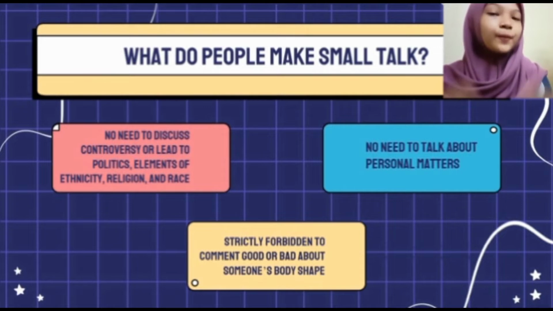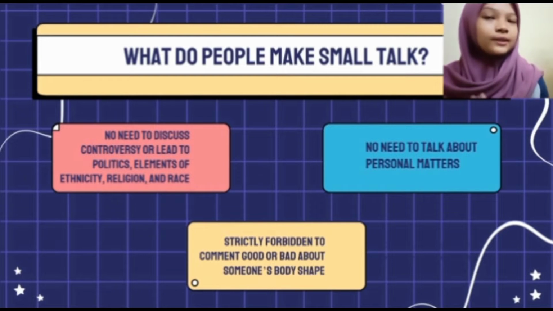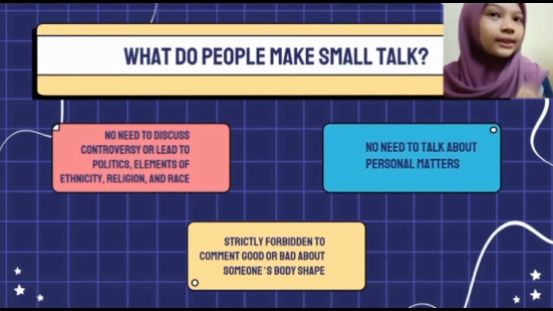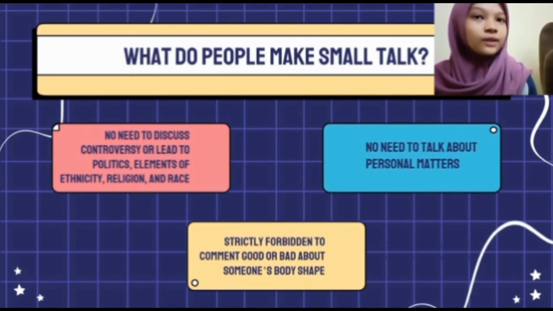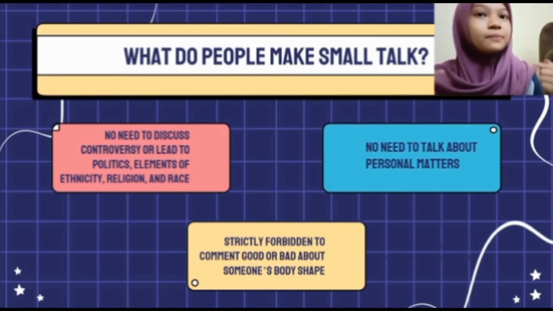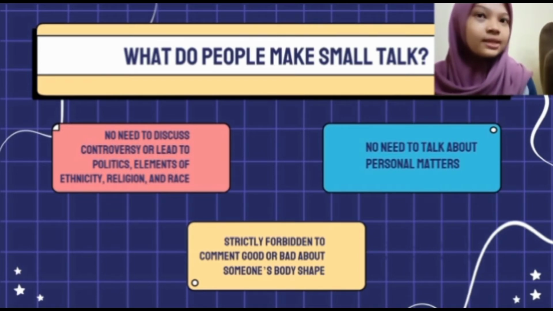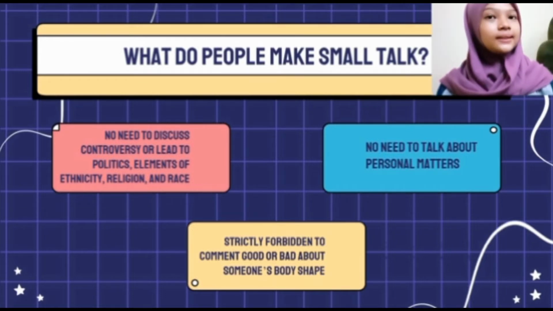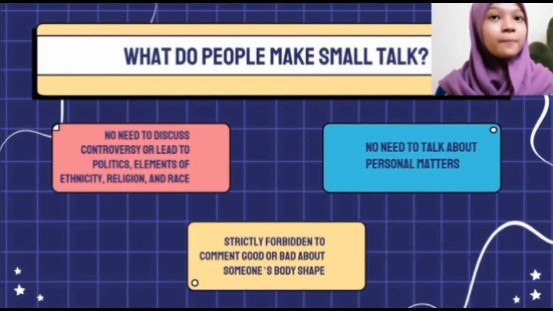Okay, for the next is what topics are usually used by other people in small talk. Before we know the topics usually used in small talk, there are three important things that need to be considered in small talk. For the first, because this is small talk, there is no discussion about controversy or anything linked to politics, elements of ethnicity, religion, and race. Why? Because this is one of the issues in Indonesia which has become one of the main points of social conflict, which seems to be very sensitive for most of the public.